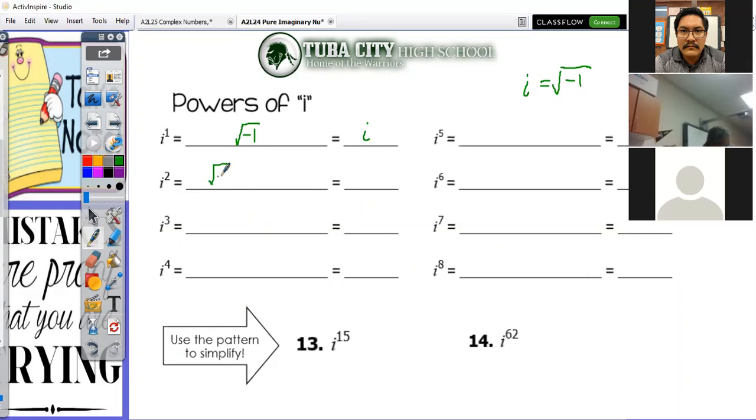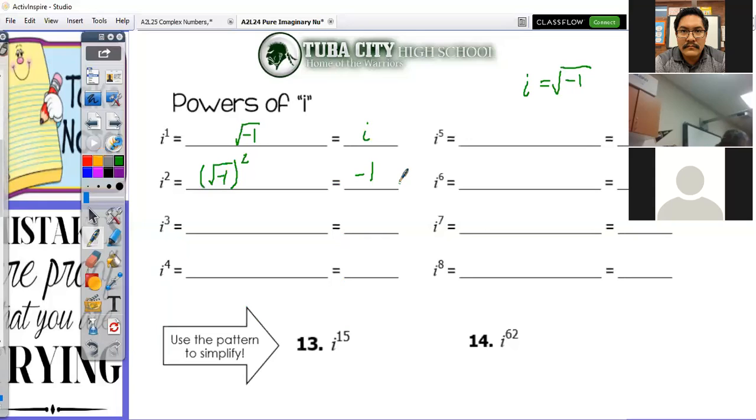So -1, right? Because we got i, but here it's squared. If I square it, remember that the root and the power are opposites. They will cancel each other out, and that will leave me with only -1. There we go. That is the next one.